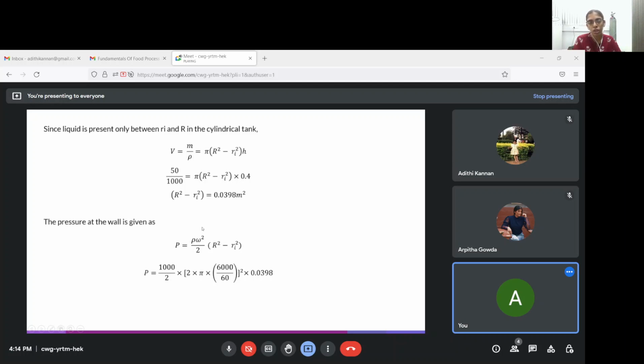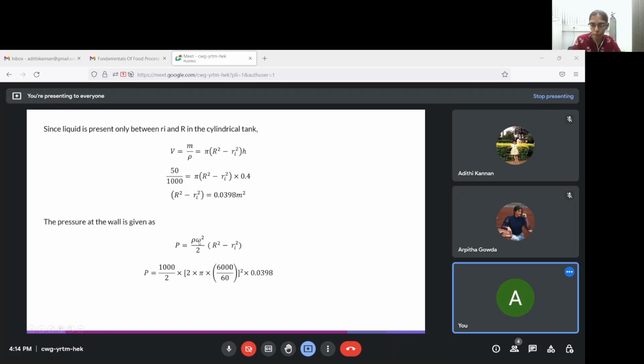In the question the rotation speed is given in terms of rpm, but as I mentioned, omega is always expressed in radians per second. So in order to convert rpm to radians per second, you multiply it by 2 pi. So 2 pi into 6000 rpm divided by 60, because we need per second and not per minute, the whole squared. To convert everything into SI units, we convert rpm into radians per second.